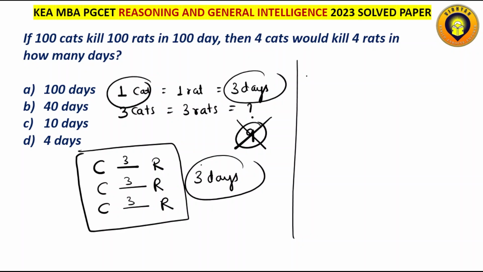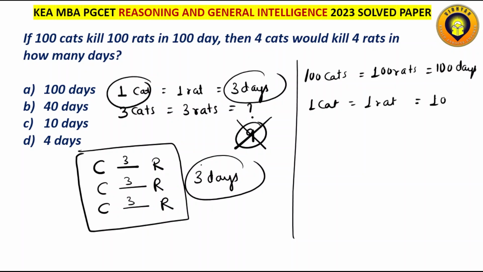Understand carefully. 100 cats kill 100 rats in how many days? 100 days. Now you can say one cat is killing one rat. By this you can say one cat is killing one rat. So one cat kills one rat in how many days? In 100 days only. Right?